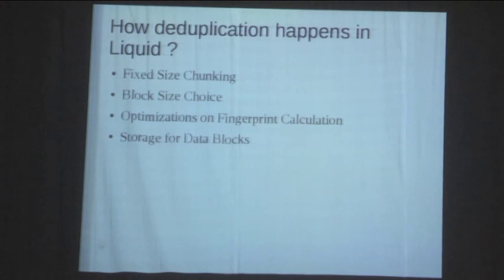It is based on fixed size chunking. When you use fixed size chunking, it is simpler for storing the data blocks, and the main consideration is on 32-bit operating systems and the OS file size of 4 KB blocks. Now the block size choice. The block size choice mainly depends on performance.